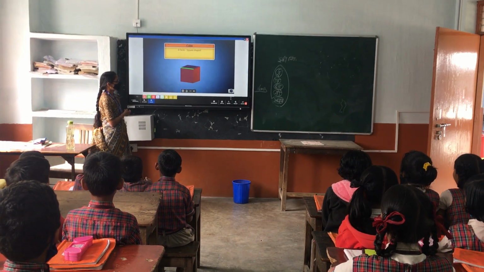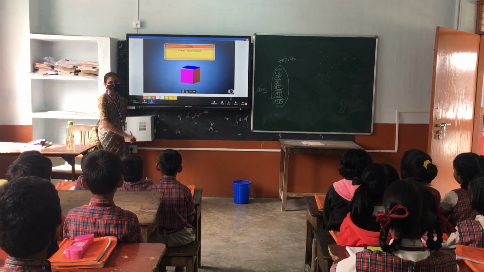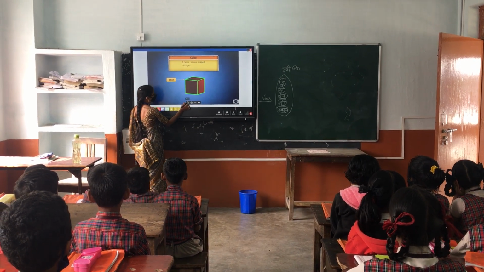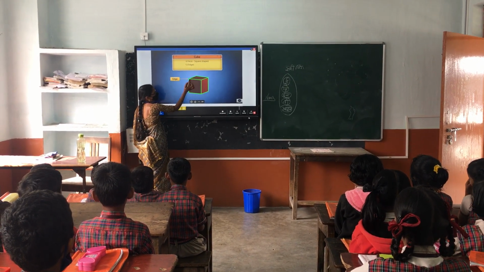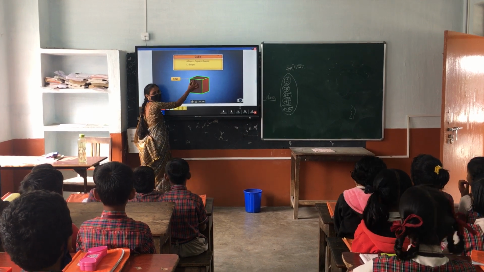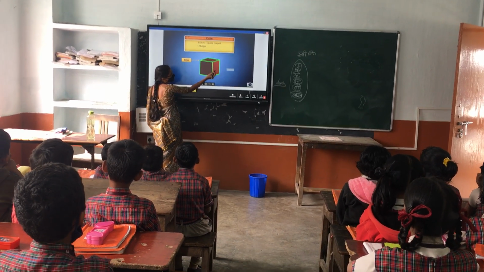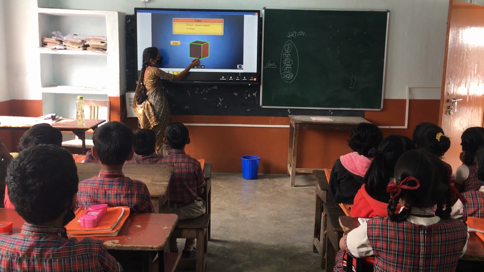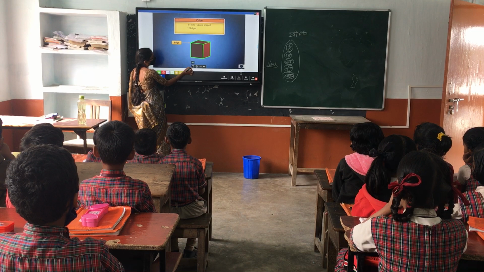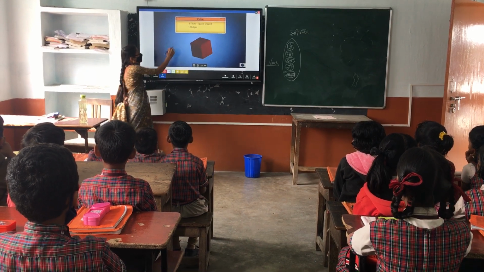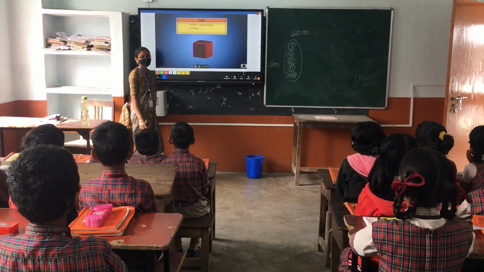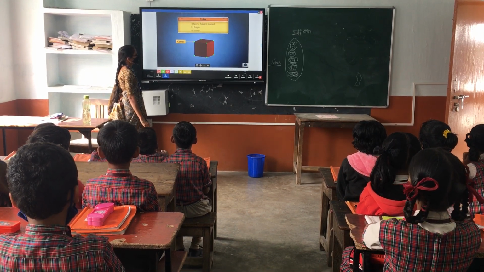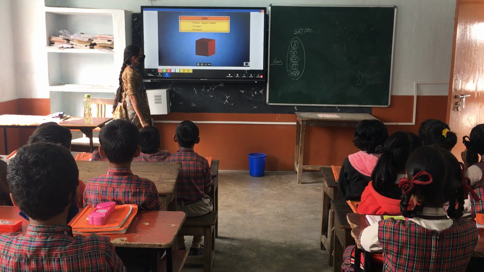The line where 2 faces meet is called an edge. A cube has 12 such edges. See, this face is meeting this face here. This is called the edge. Like that, this cube has 12 edges. The point where edges meet is called a corner. A cube has 8 corners.